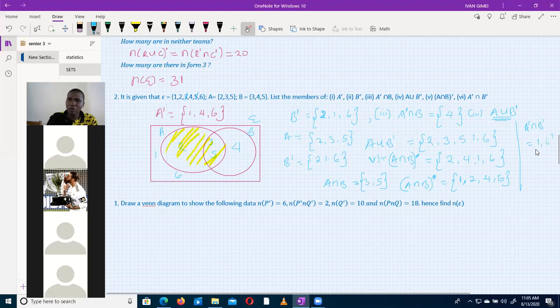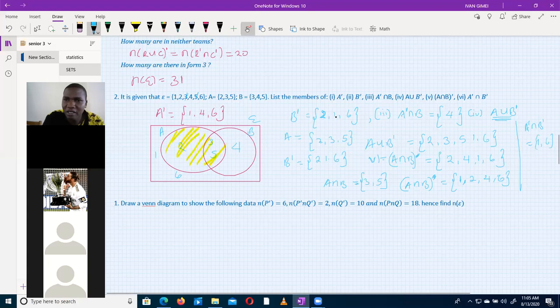So here, I look at my set A complement. What is it having? A complement has 1, 4, 6. B complement has 2, 1, 6. So for A complement intersection B complement, we are looking for the common elements. What is in A complement and is also in B complement? In this case, we see it is 1, 6. So we have 1 and 6.